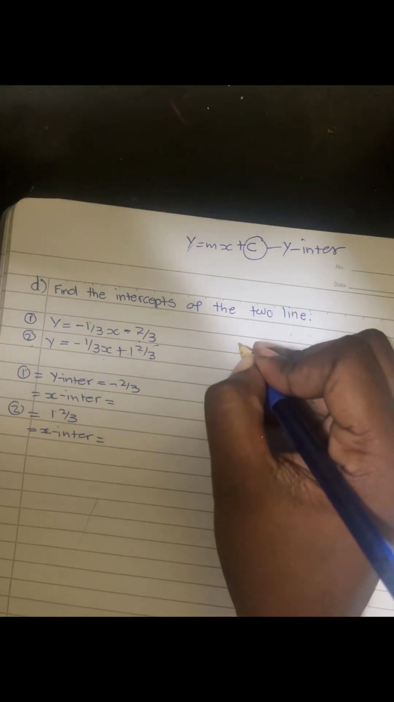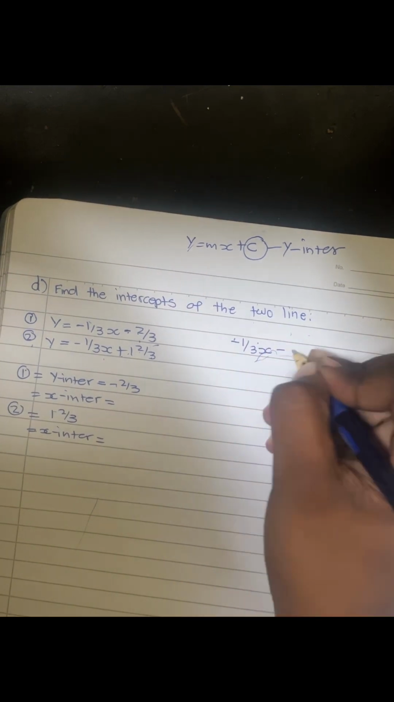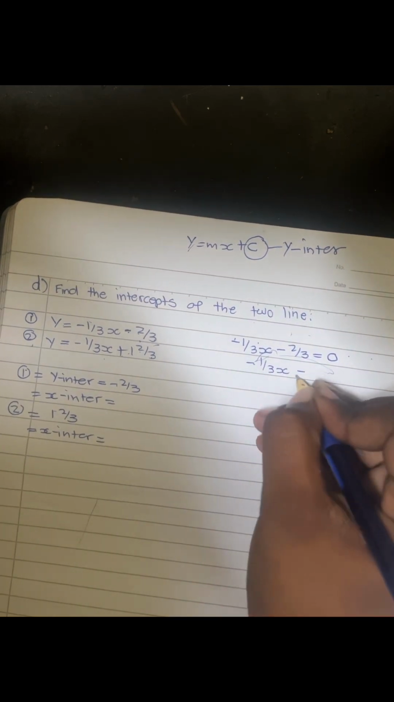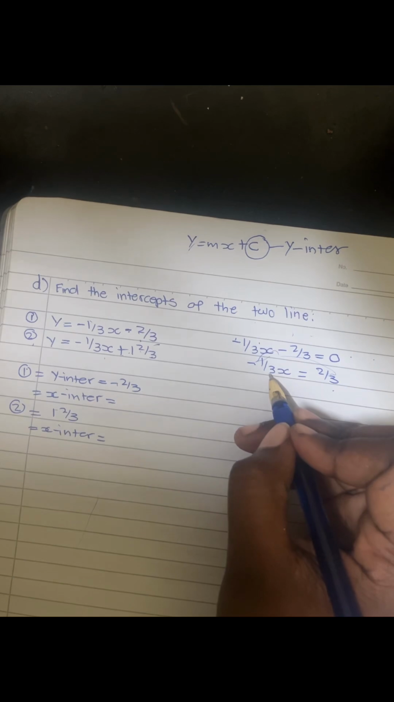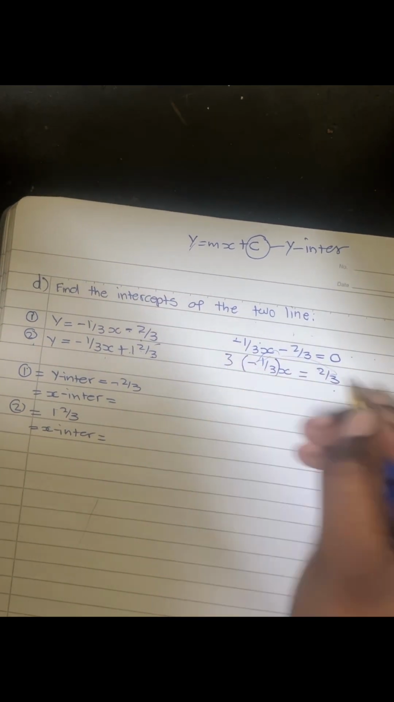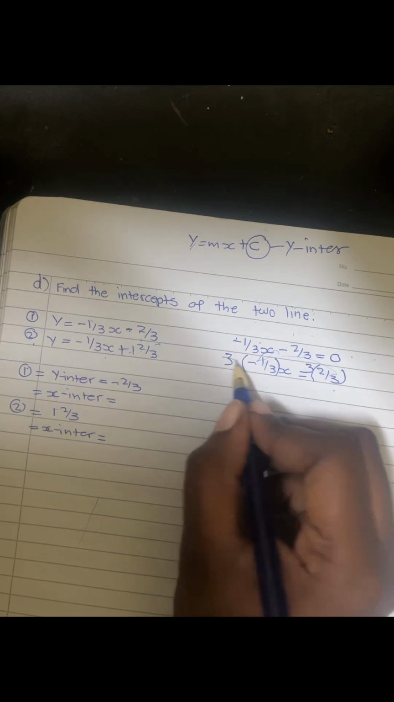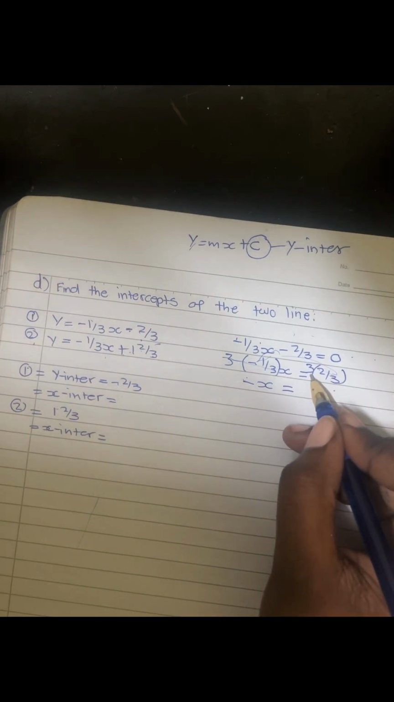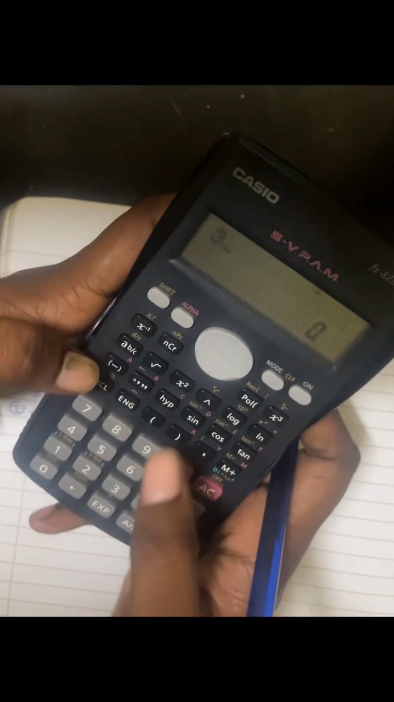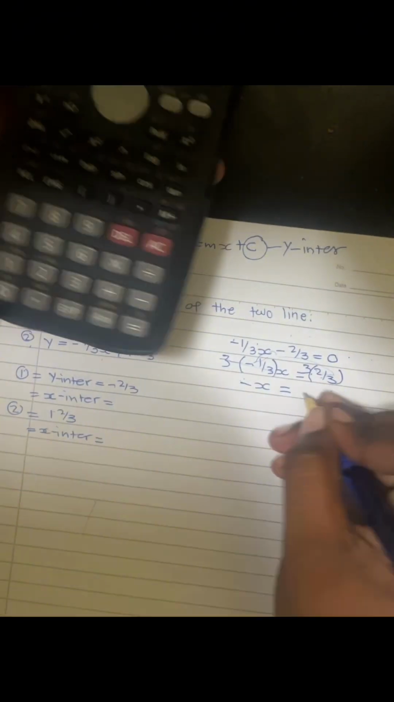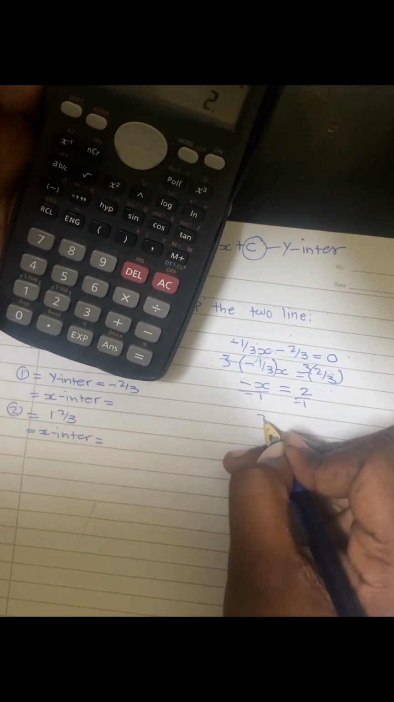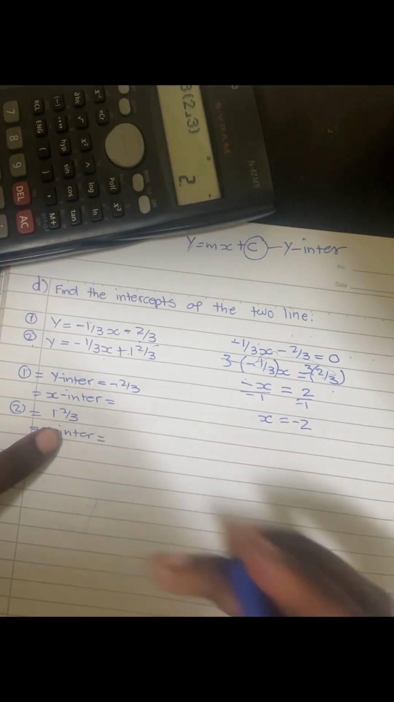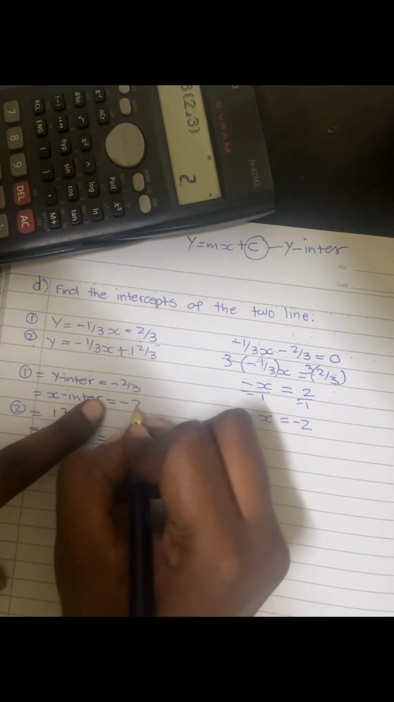So let's do that. For our first equation, negative 1/3 x minus 2/3 equals 0. Now let's move this to the other side. So it's going to be negative 1/3 x equals positive 2/3. And then we multiply both sides by 3. This multiplied by 3 will cross this one out, so it's going to give us negative x equals 3 multiplied by 2/3, which is 2. And then we divide by negative 1, so our x-intercept is negative 2. So that means for our first equation, our x-intercept is negative 2.